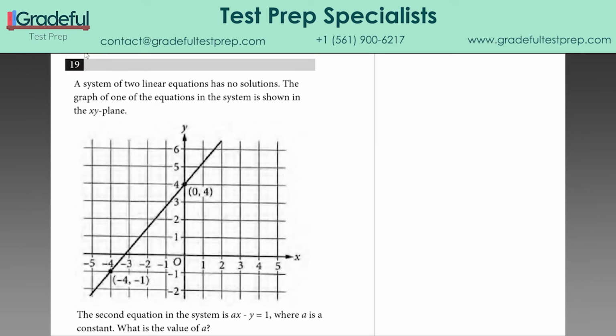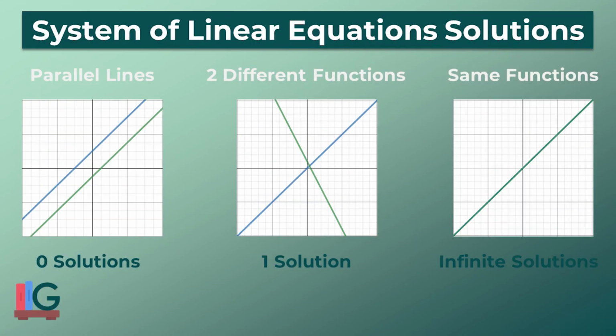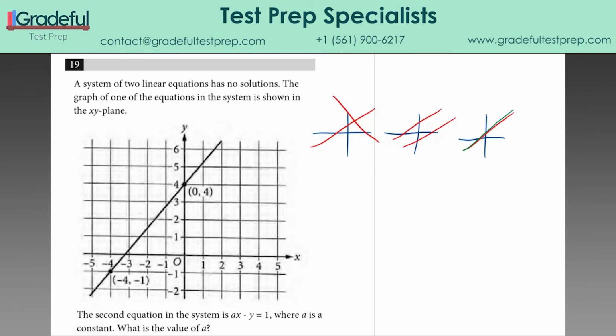Question 19 is quizzing us on the 3 ways that two lines can interact. Once again, like we said on an earlier question, two lines can hit once, where you would have a different slope and usually a different y-intercept. They can hit never, where you have the same slope and always a different y-intercept, or they can intersect all the time, where you're going to have the same slope and the same y-intercept both times. So here we're being told that this system has no solutions, so it's the middle scenario where you're going to have the same slope and different y-intercepts.